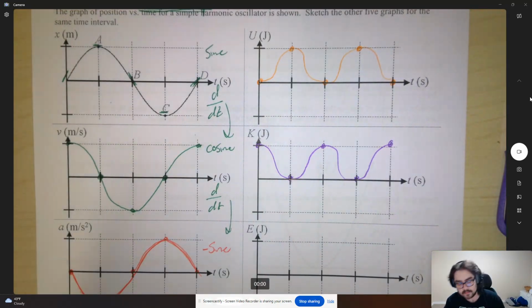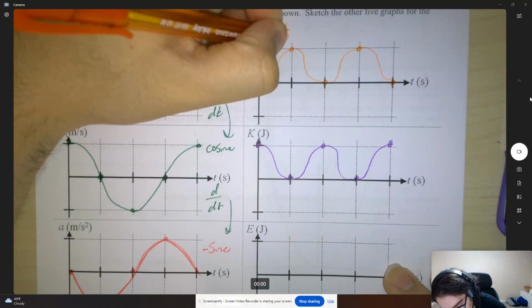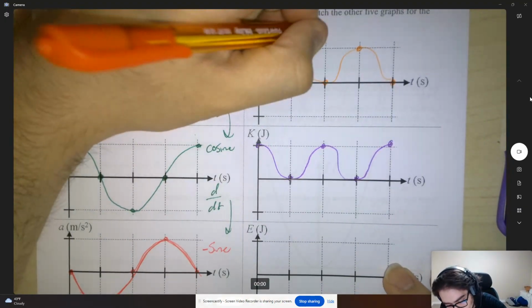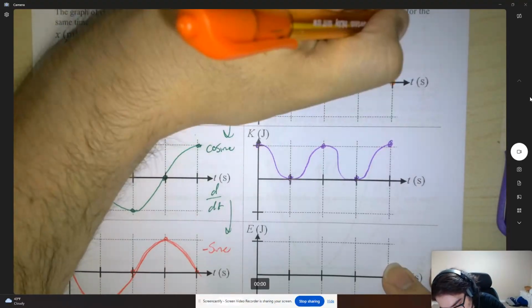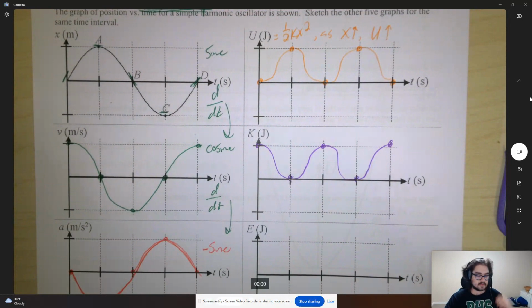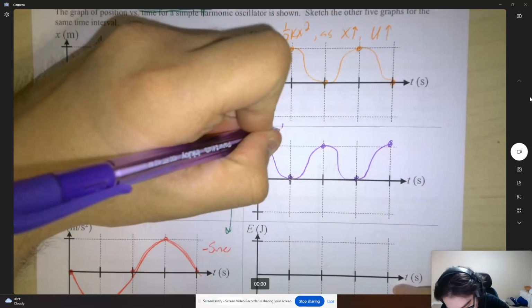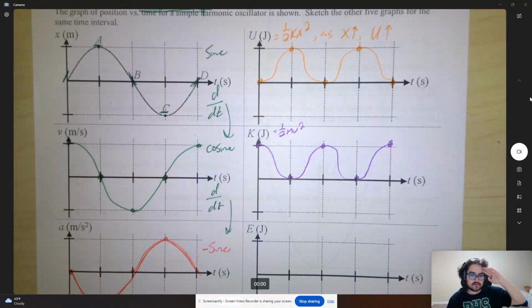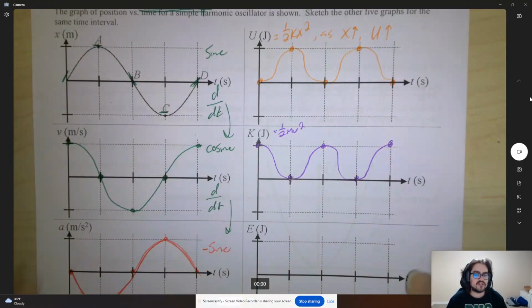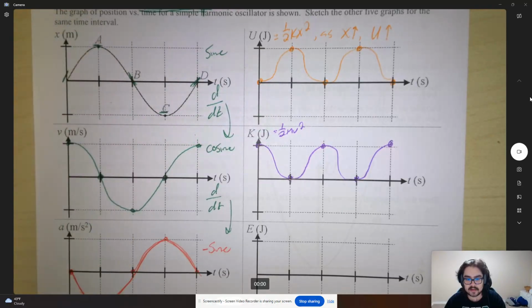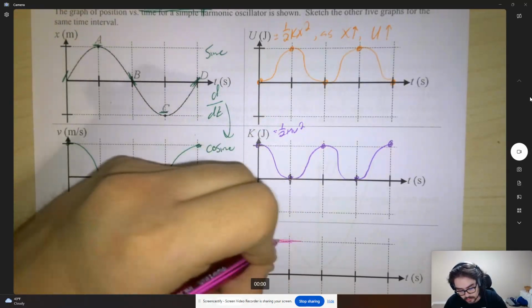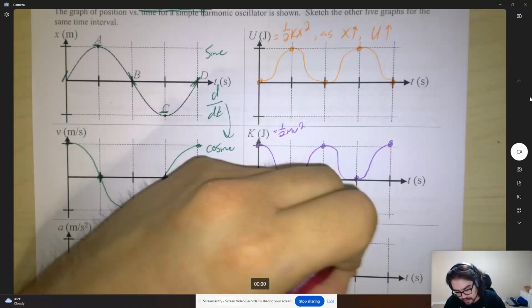When I'm talking about spring potential, I'm talking about 1/2 kx squared. As x increases, U should also increase. And then, of course, this is 1/2 mv squared. So the less potential energy I have, the more kinetic energy I should have, if that makes sense. Total energy, though, well, if I'm gaining potential energy, I better be losing the same amount of kinetic energy. So my total energy should just be a flat line across the board.